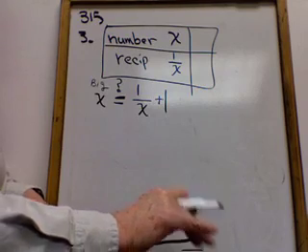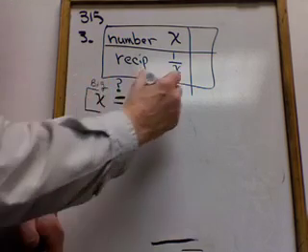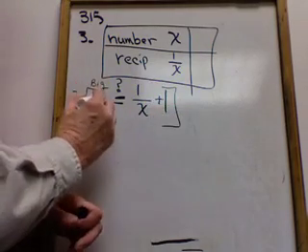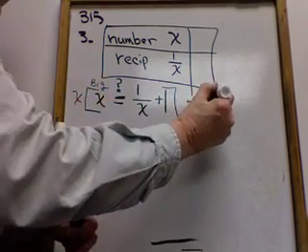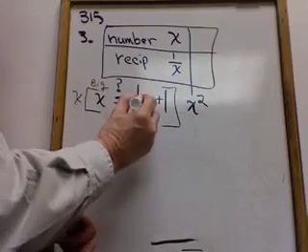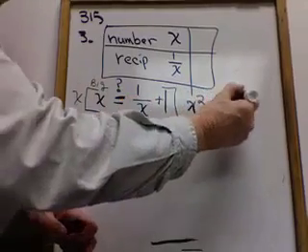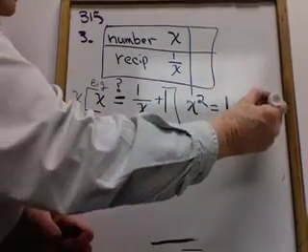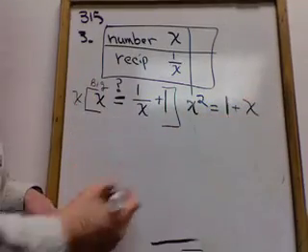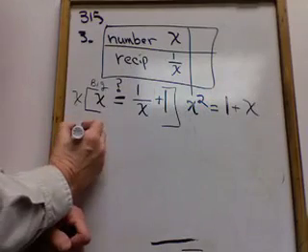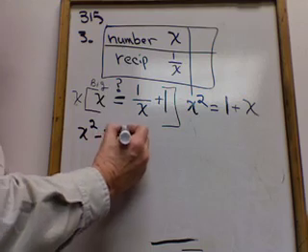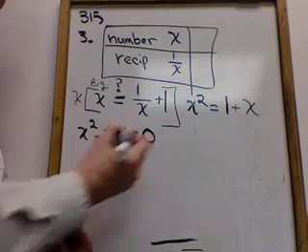What do we do? Multiply everything by the common denominator. What's the common denominator? X. X times x. X squared. X times 1 over x. 1. X times 1. X. Okay. Let's move everything to the same side of the equal sign. So x squared minus x minus 1 equals 0.